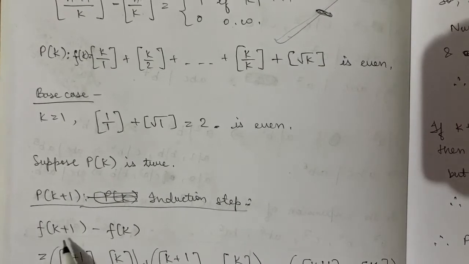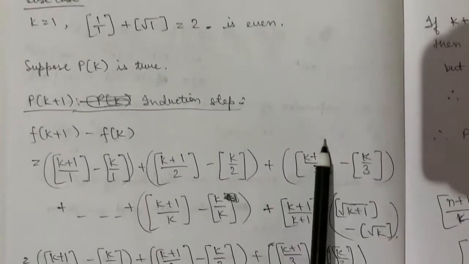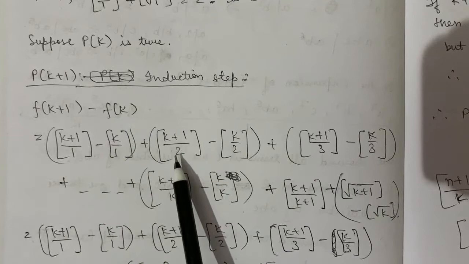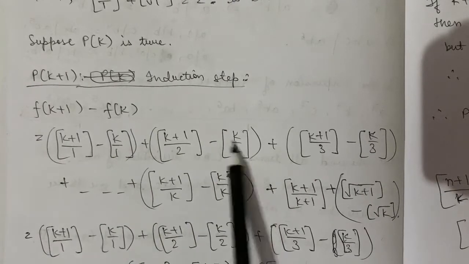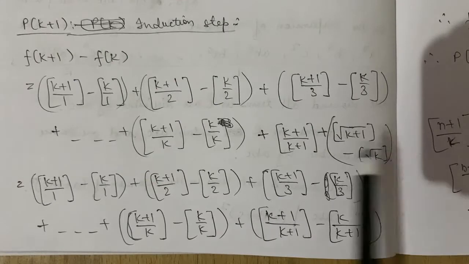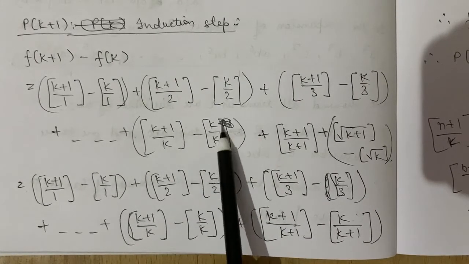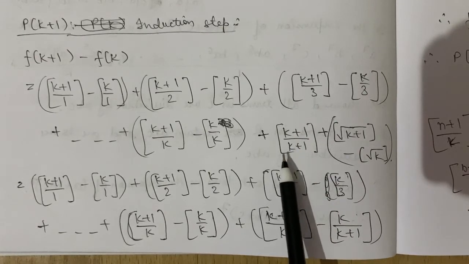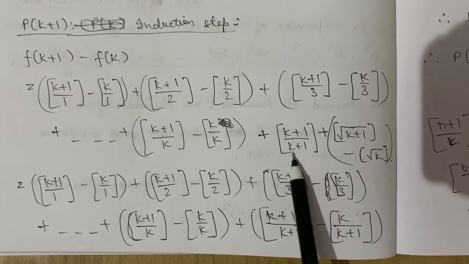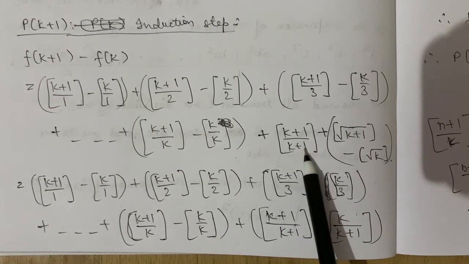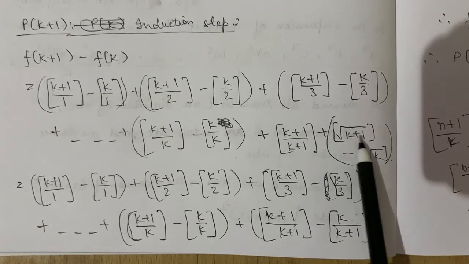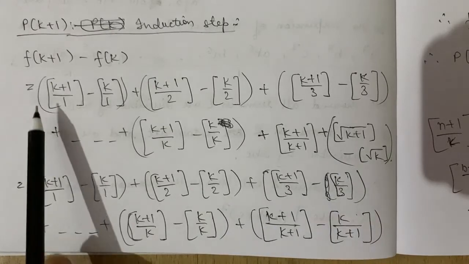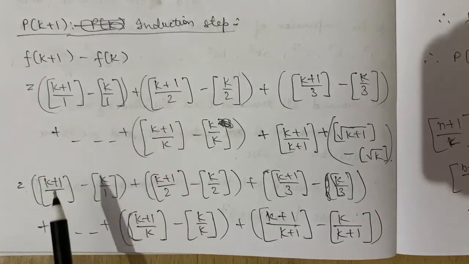So we consider f(k+1) minus f(k), which is all these terms: the greatest integer of (k+1)/1 minus k/1, (k+1)/2 minus k/2, and so on, up to (k+1)/k minus k/k, plus there would be a last term which comes in f(k+1) and not in f(k), which is the greatest integer of (k+1)/(k+1), plus root (k+1) minus root k. So this is the value of f(k+1) minus f(k).